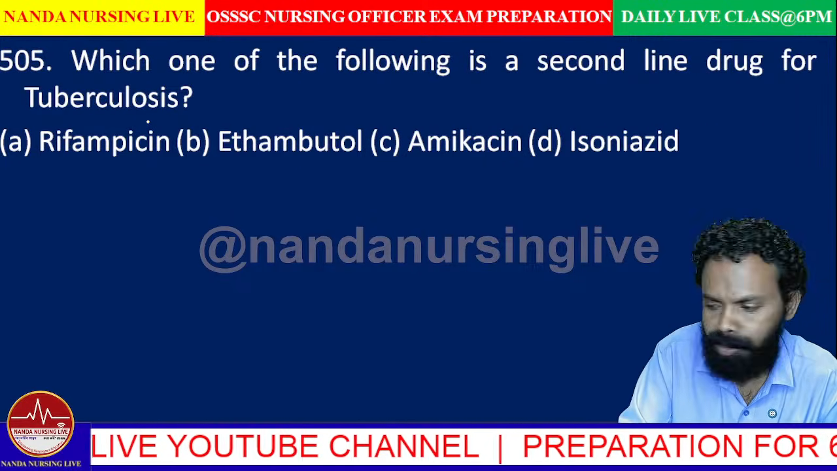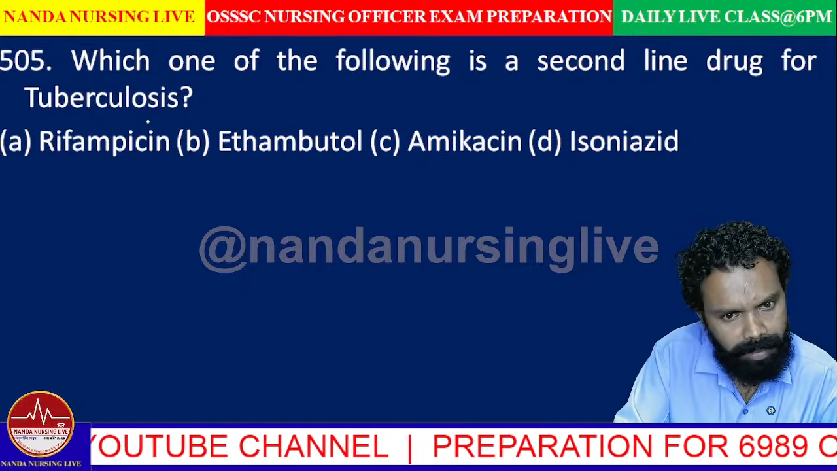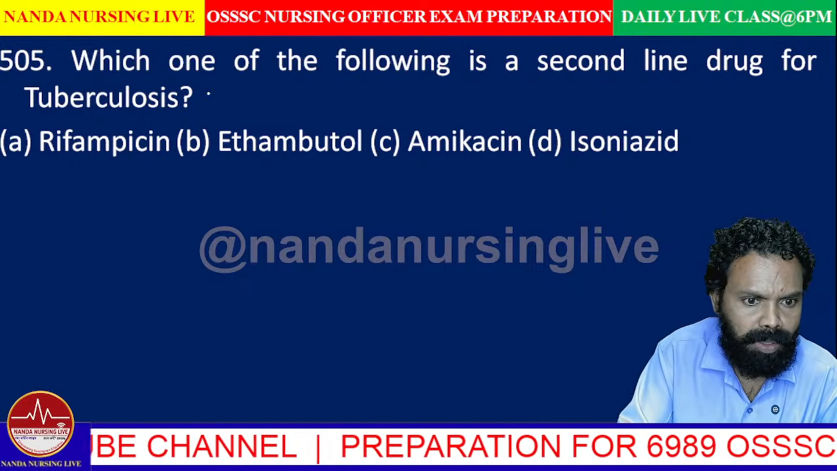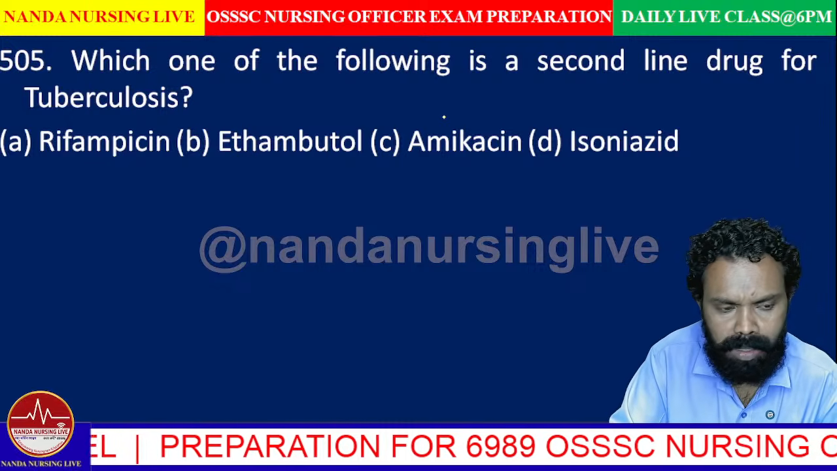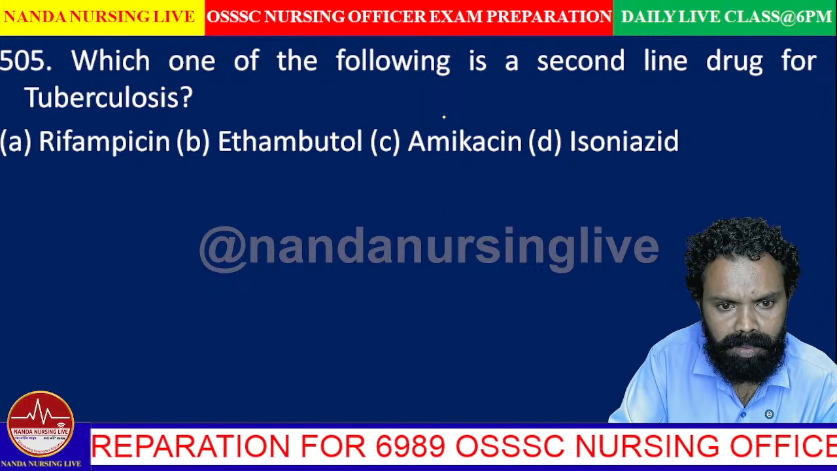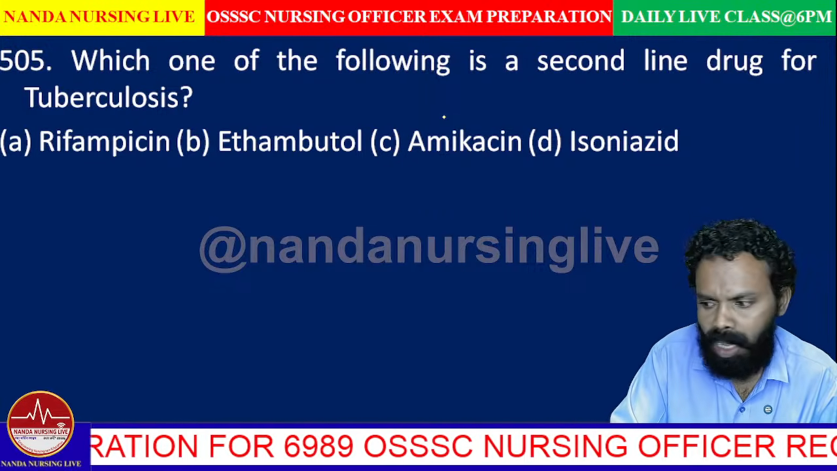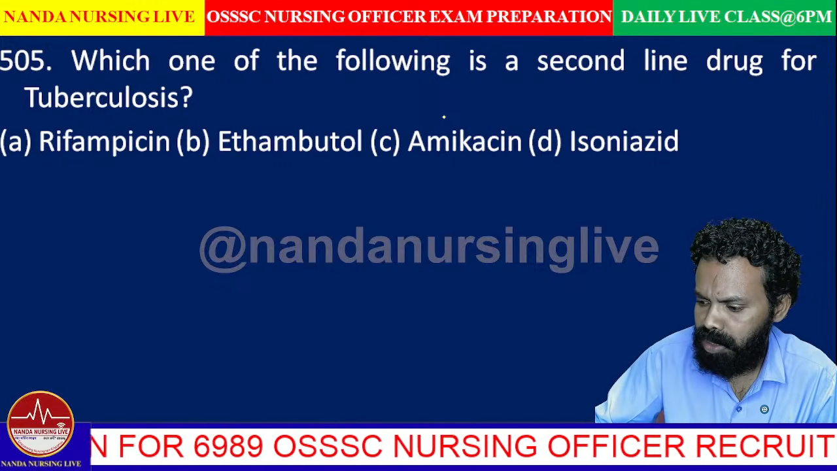Next question. Question number 505. Which one of the following is a second line drug for tuberculosis? Option A rifampicin, option B ethambutol, option C amikacin, option D isoniazid. So which option is the correct answer?